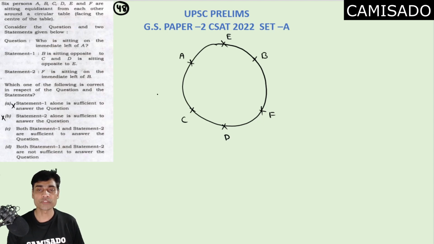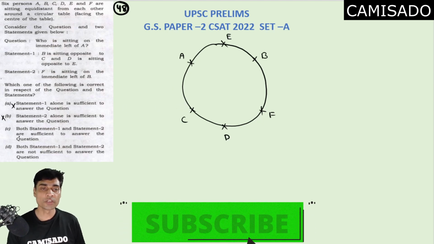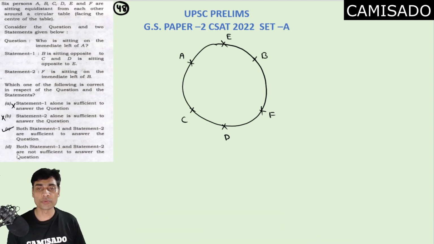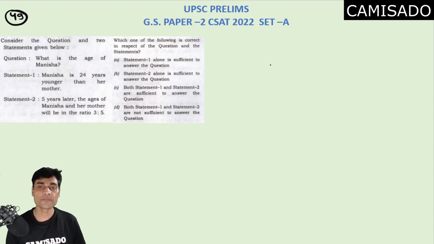But when both statements are combined, they are sufficient to provide the answer that C is sitting on the immediate left of A. So this option C is the correct answer. Both statements in combination can give us the required result basically. Now next, question 49.